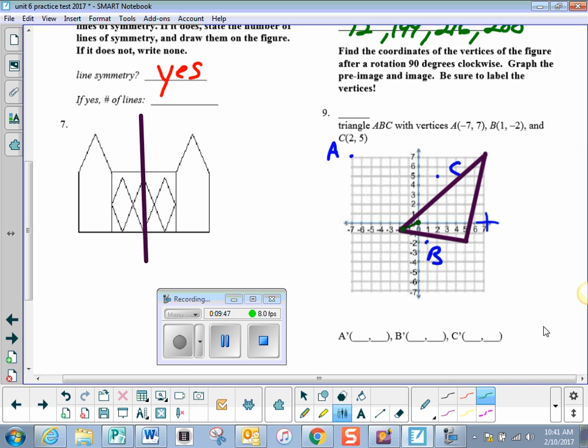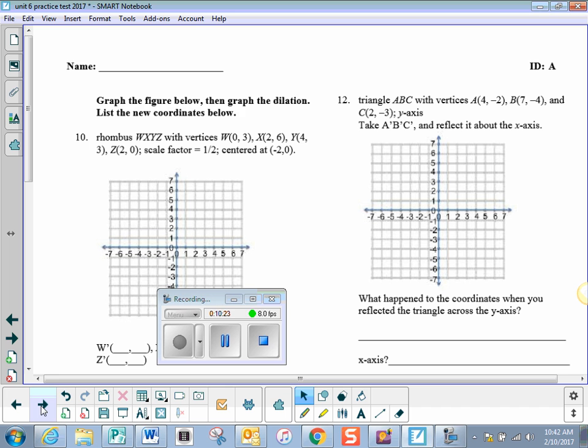And then notice your new A is 7, 7. What's your new B? No, it's not, sorry. I was looking at the old one. My bad. The new B is -2, -1. And your new C is 5, -2. That one would be worth 2 points. All right, next page.